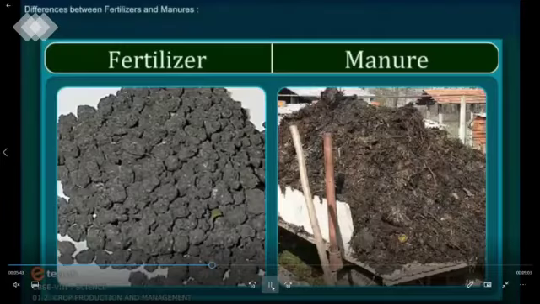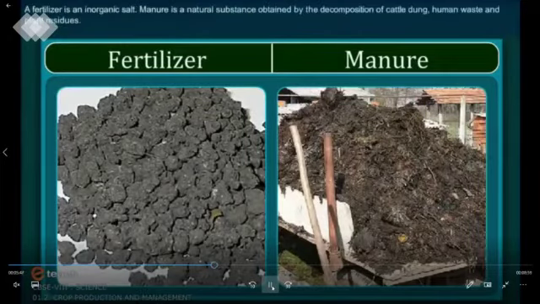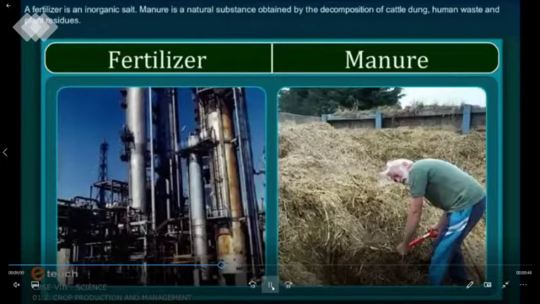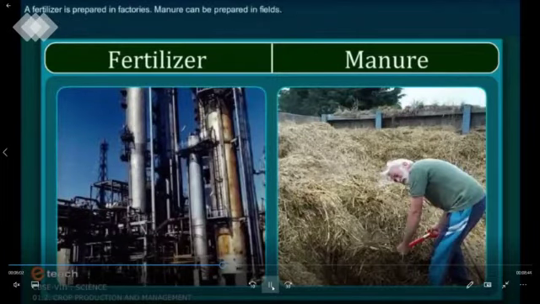Now let us discuss the differences between fertilizers and manure. Very important question, children. Fertilizer is an inorganic salt, whereas manure is an organic substance which is obtained by the decomposition of cattle dung, human waste, and plant residues. Fertilizer is an inorganic salt prepared in factories, but manure can be prepared in the field by the farmer himself.